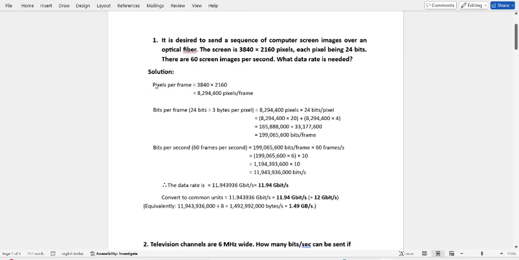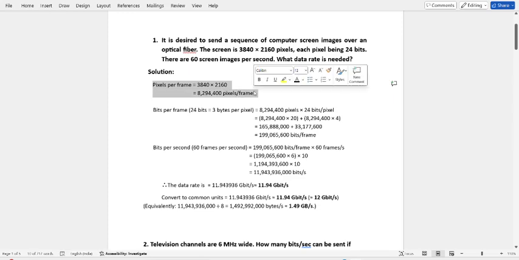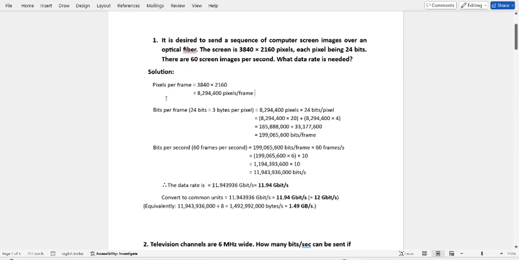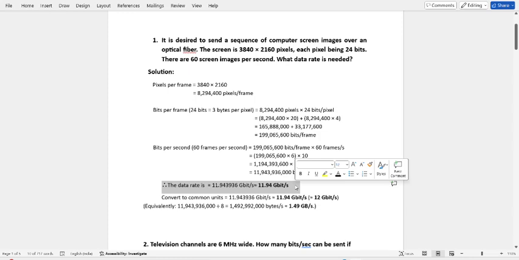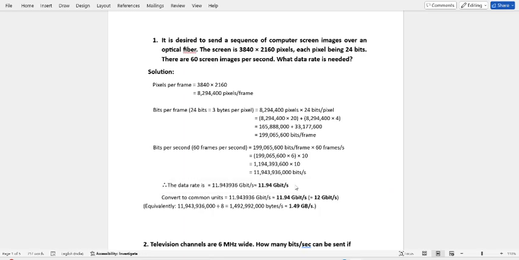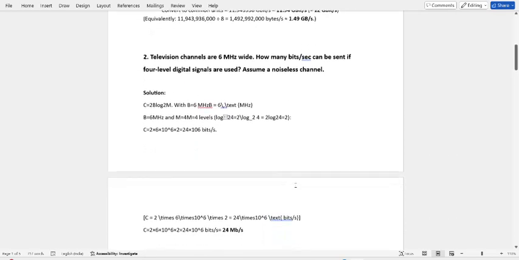The pixels per frame is 3840 by 2160 pixels. Now the bits per frame. Next is bits per second. Therefore, the total rate is 11.94 gigabits per second.